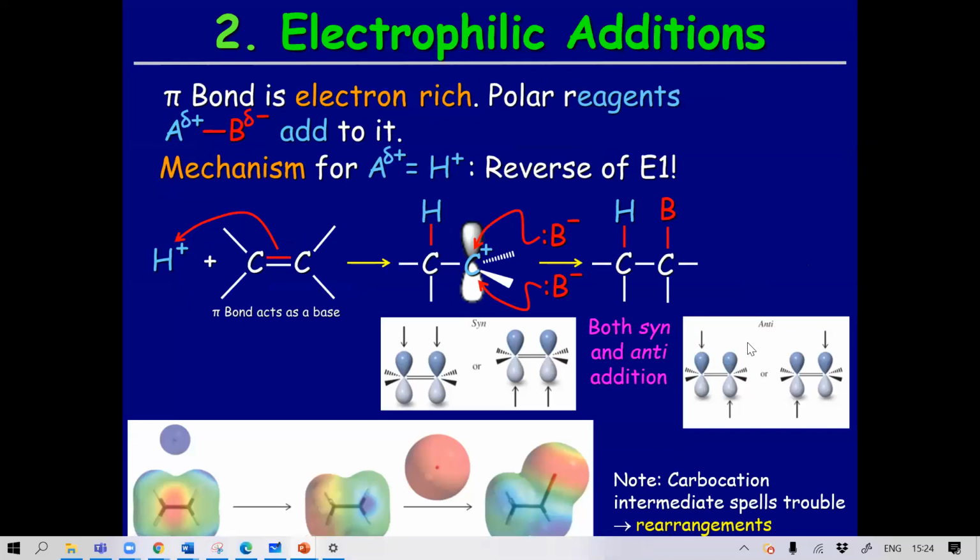So you have electrophilic addition. Now, with electrophilic addition, you can't control whether it's going to be anti or syn. Why? Because your intermediate is going to be planar. So your intermediate has a similar chance of being attacked from the top as it is of being attacked from the bottom.